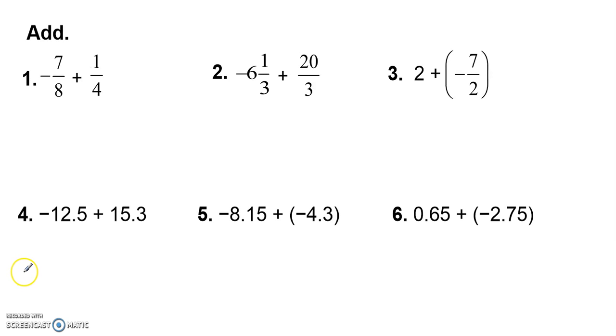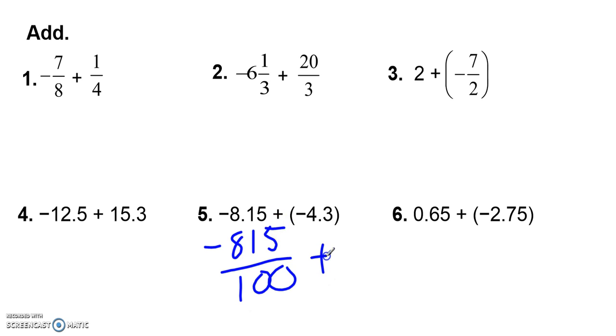Here is also even more practice. Again, I think that you guys are able to do this on your own, and if you have any questions, please let me know. You're going to have to divide these two by 100 instead of 10 because they're both in the 100th place. This one's in the 100th place and this one's in the 10th place. So you're going to have negative 815 over 100 plus negative 43 over 10. So you're going to want to make these denominators the same. You do so by multiplying this side by 10 over 10, and then you just add.